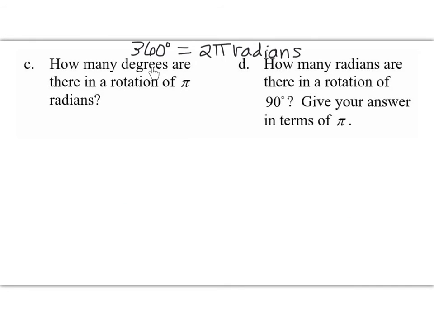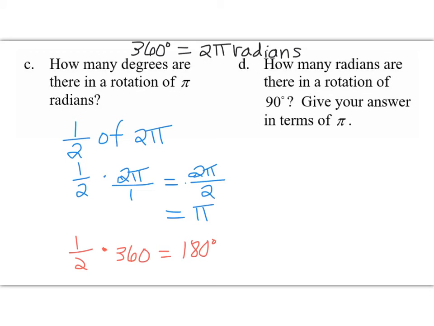Keeping in mind that 360 degrees is 2 pi radians, how many degrees would there be in a rotation of pi radians? Why don't you pause the video and see if you can get that answer. Hopefully you were thinking that to go from 2 pi to pi radians, we just need half of 2 pi. Half times 2 pi would give us 2 pi over 2, which is the same thing as pi. So we just need half of 360. So pi radians is the same thing as 180 degrees.